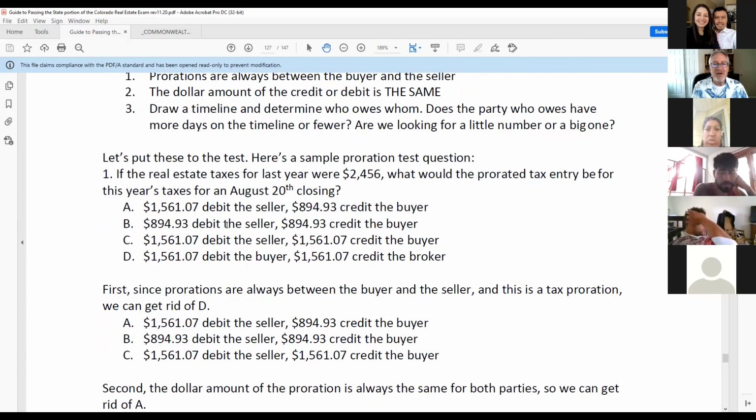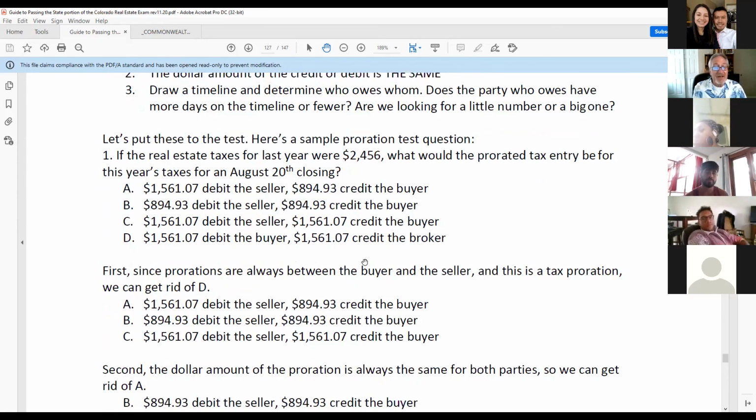Process of elimination, here's what we're going to do. First, prorations are always between buyer and seller. It's a tax proration. So D, we can get rid of because the broker's involved. That's eliminated. Second, the dollar amount is always the same. So we can get rid of A because that's got a different dollar amount. Now we're faced with a choice of 2.